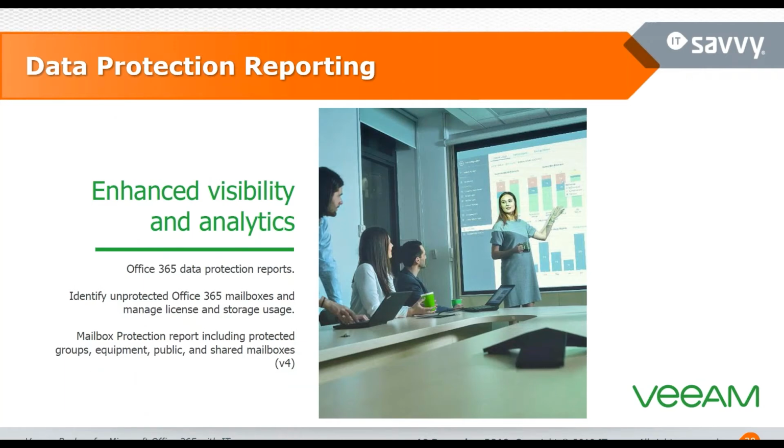So with this, we also looked at it and said it's not just about backup and restoration. It's also important to be able to see what's going on in the environment. So we also include some visibility and analytics to give you some protection reports depending on the size of your company. We are also able to identify unprotected mailboxes, which could be huge, especially if you have a bit of churn that goes on a regular basis. And then we also include mailbox protection reports that look at different types of equipment, shared mailboxes, how your licenses are used, and so on.